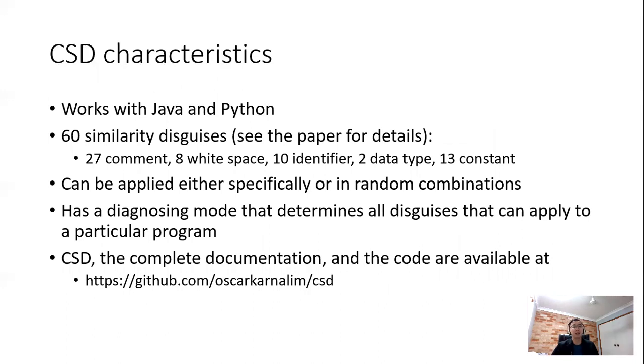CSD has several characteristics. First, it works with Java and Python, two of the most common languages for introducing programming in Australasia and the UK. Second, it has 60 similarity disguises. You can see the paper for details. It has 27 for comments, 8 for white space, 10 for identifiers, 2 for data type, and 13 for content. It can be applied either specifically or in random combinations. CSD has a diagnosing mode that determines all disguises that can apply to a particular program.